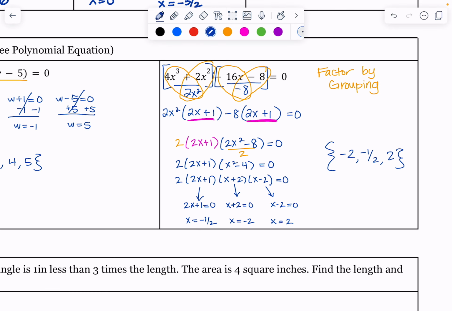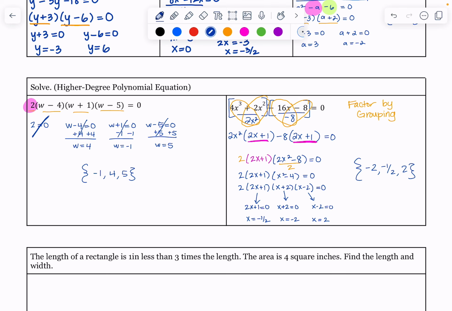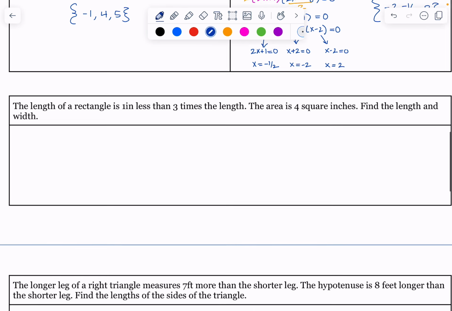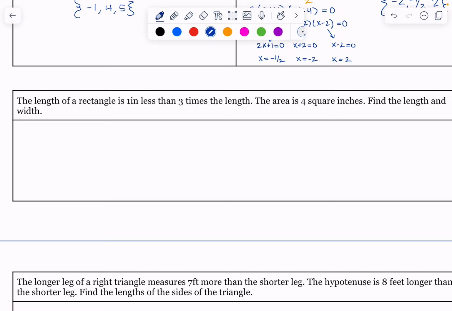Again, Google factor by grouping if that was tough for you, or we can work on it in office hours or something. All right, the length of a rectangle is 1 inch less than 3 times the width.